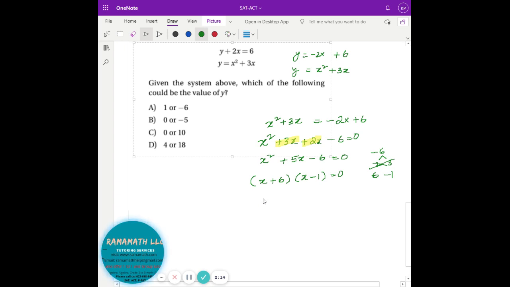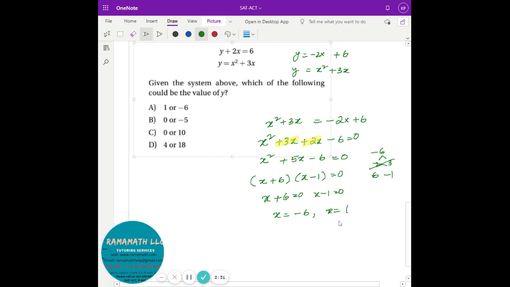So when I do this, obviously you can set each factor to 0. x plus 6 is 0, or x minus 1 equals 0. So the x value is negative 6, and x equals positive 1. So that's what we got.